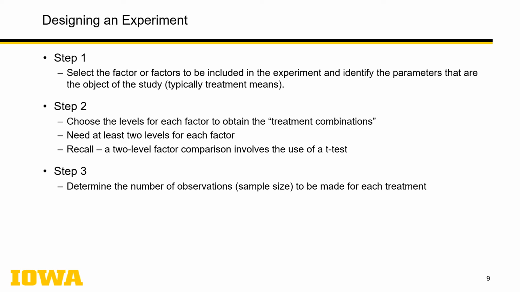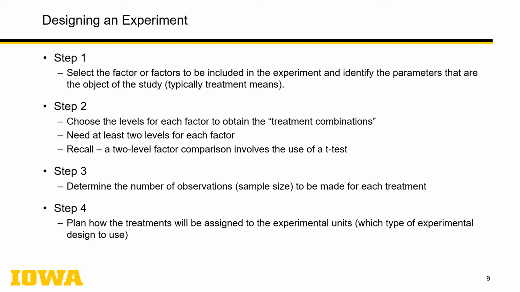Step 3, determine the number of observations to be made for each treatment. And they should be the same. Hopefully, it's what's called a balanced design. When that happens, then you can determine the total sample size. And finally, plan how the treatments will be assigned to the experimental units. And that's what we're going to discuss next.